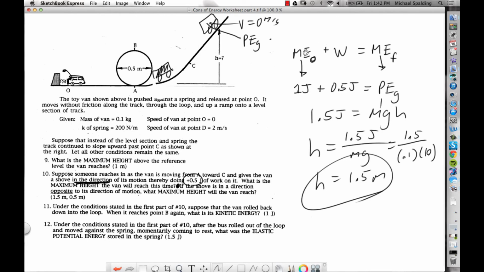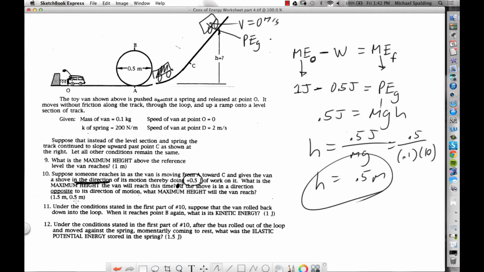So all we got to do is change the plus to a minus, right? Same thing right here. Change the plus to a minus. So now we have 0.5 joules, right? 1 minus 0.5 is 0.5. So this becomes 0.5. That becomes 0.5, and the answer is 0.5. So the answer to number 10 is 1.5 and 0.5.